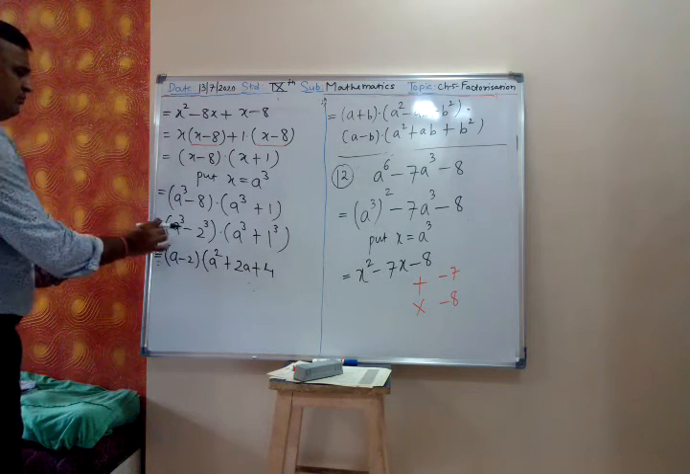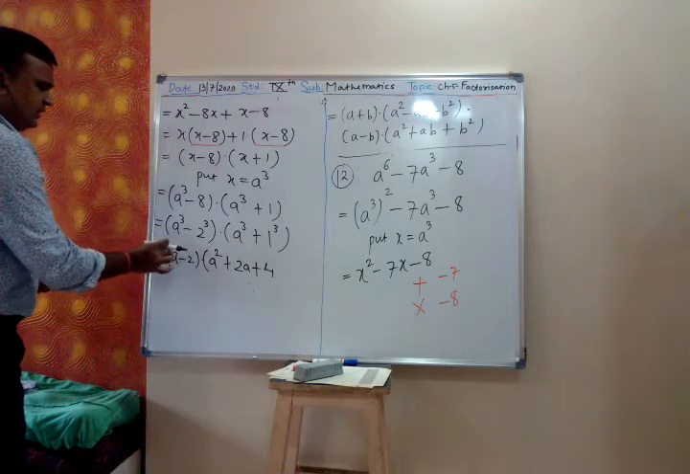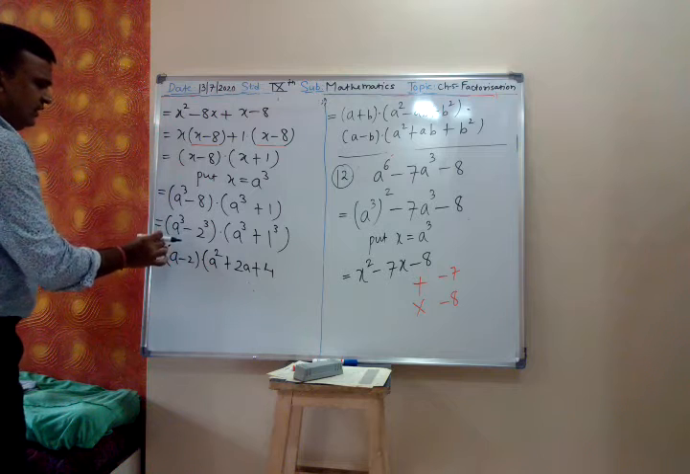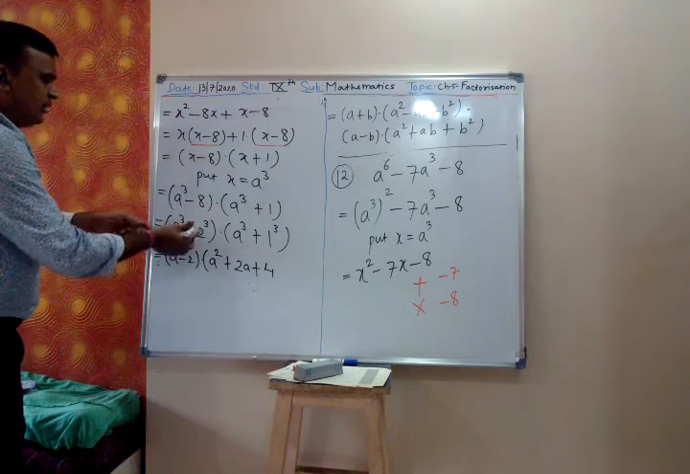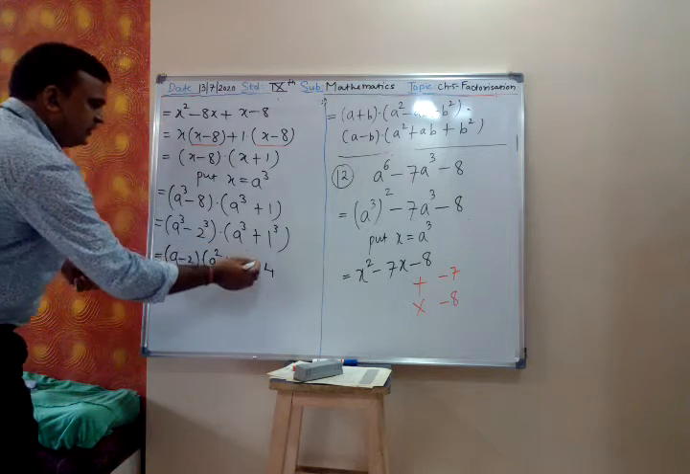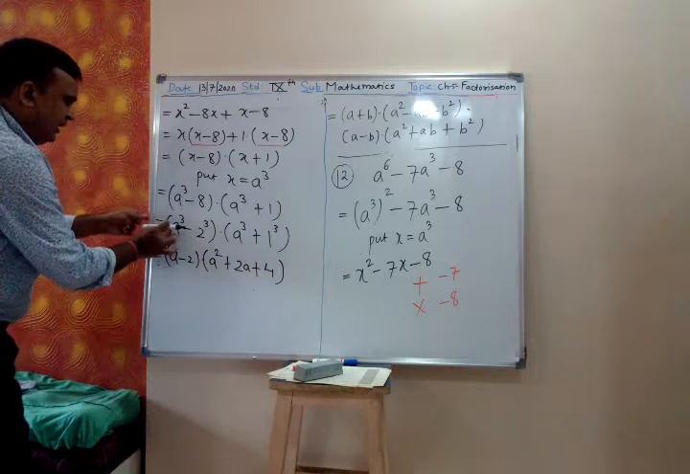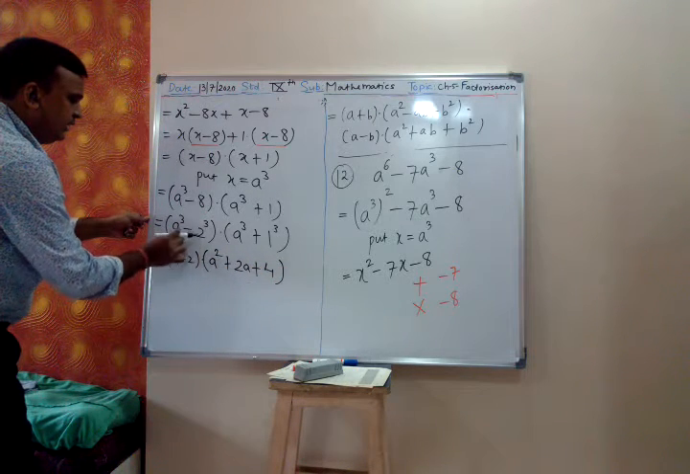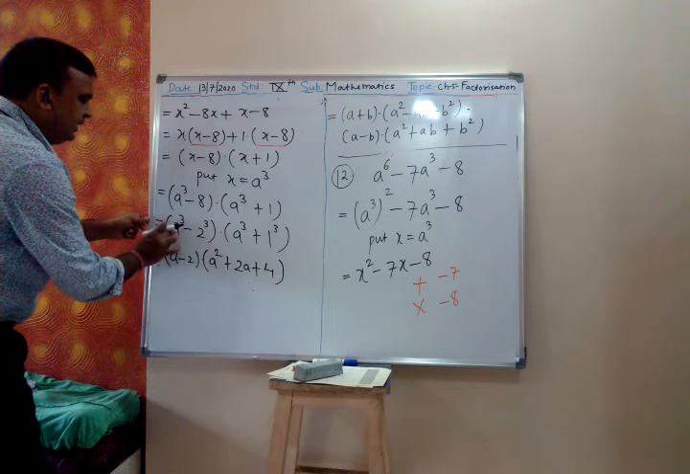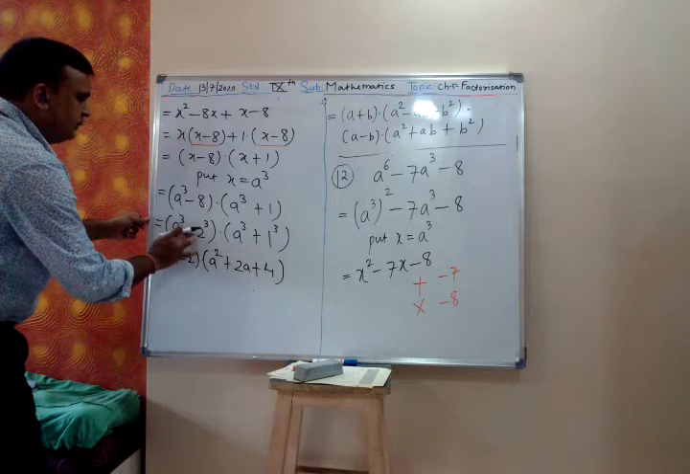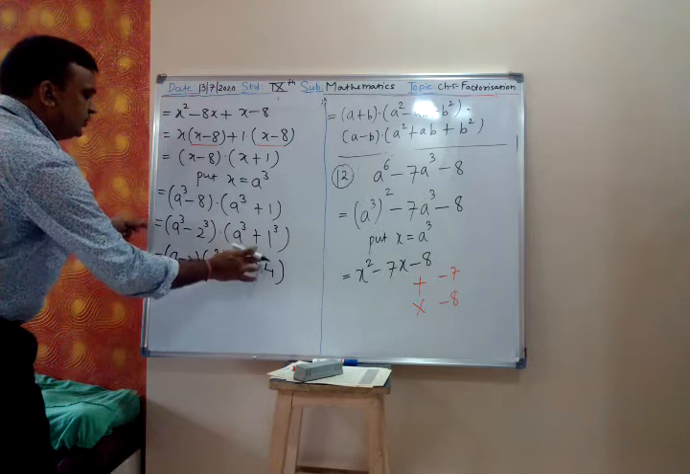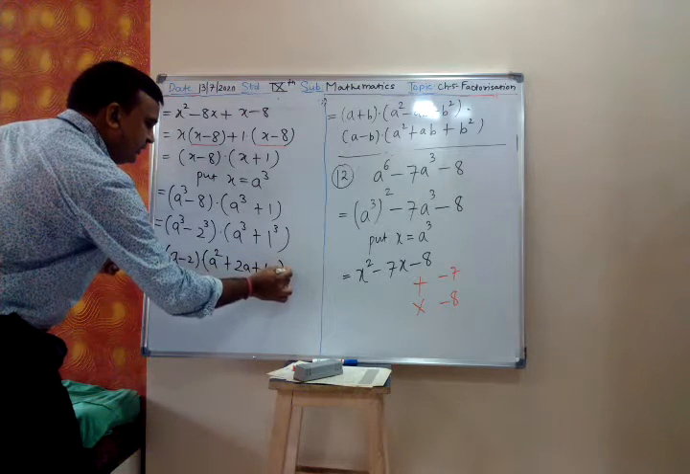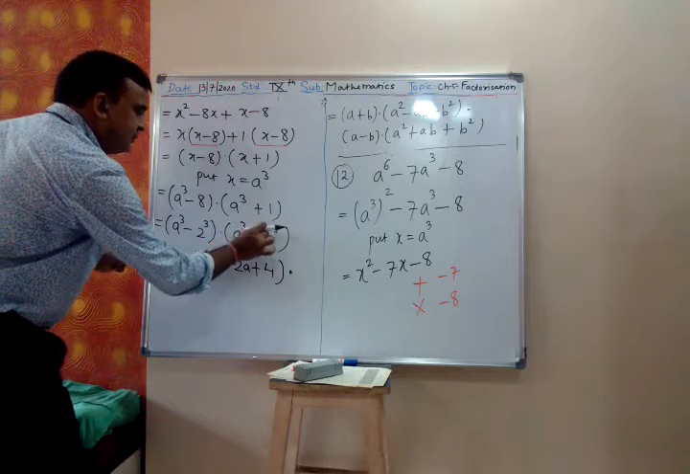Tell me. a minus b, yes. And how it will come? b square, no. 2 square is 4. a minus b into a square plus ab, a into 2, 2a, plus b square. 2 square is 4. Into, again, a cube plus b cube.